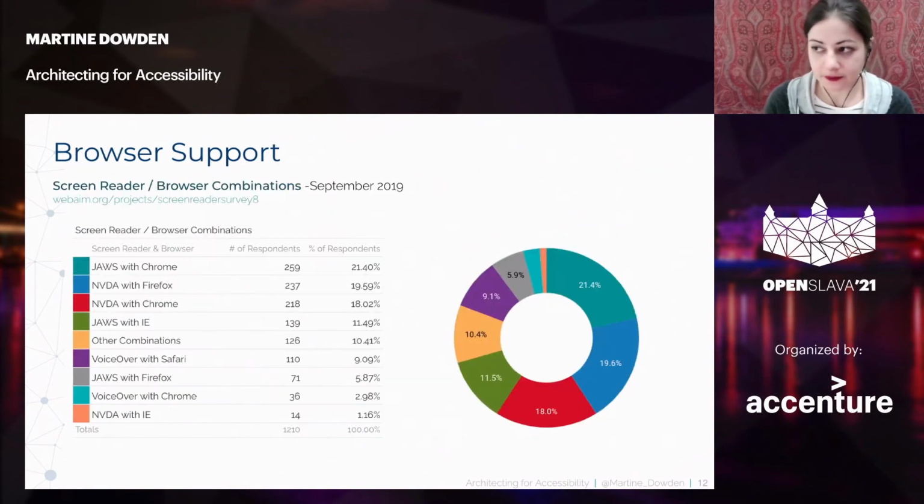However, the WebAIM project did do a survey. These were willing users that graciously answered this survey and gave some information about the technologies that they use. And they do this survey pretty regularly. This is the results from version 8, which was taken in 2019. It shows that right now, it's pretty well split up, but it looks like JAWS and NVDA are going to be your top in terms of usage for your screen readers, in combination with Chrome and Firefox.